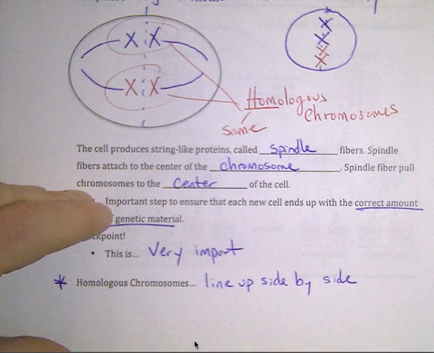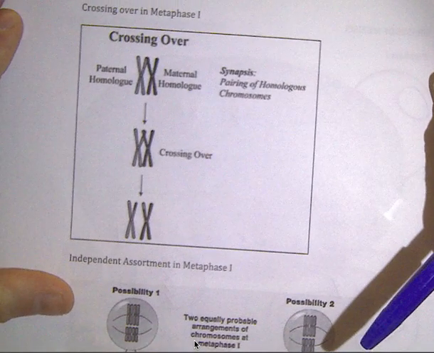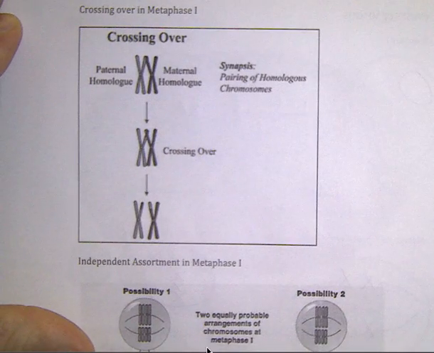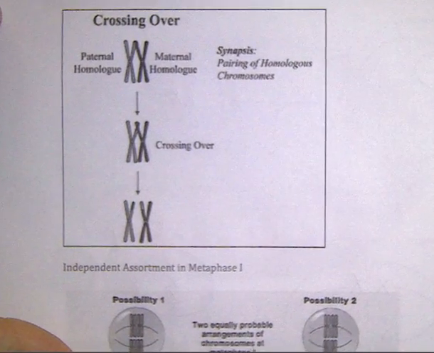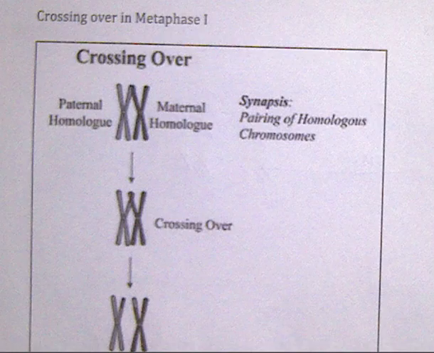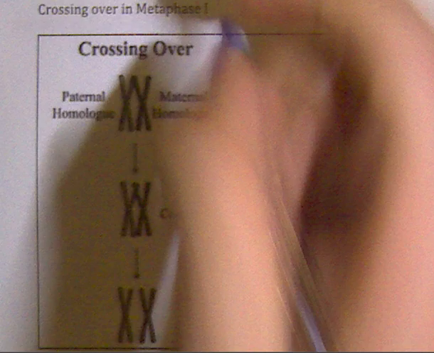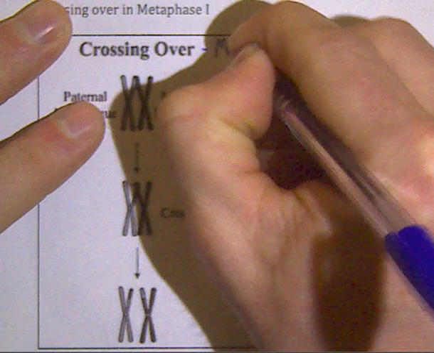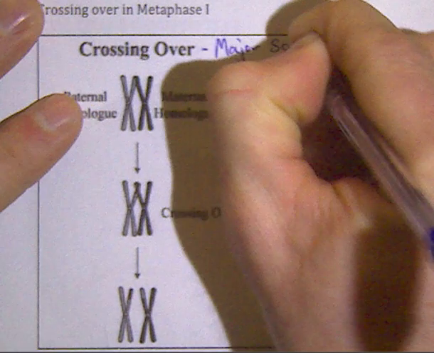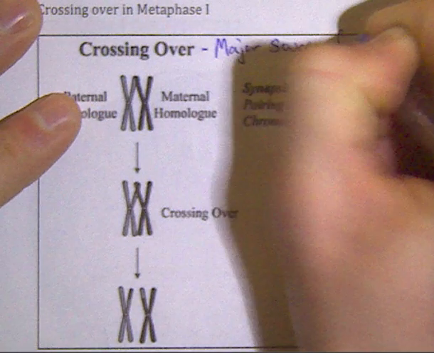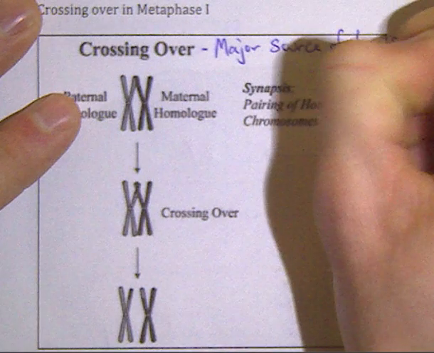Now there are some major differences in metaphase of meiosis. One of those major differences is crossing over. Crossing over is one of the major sources of diversity. It's a major source of diversity here.